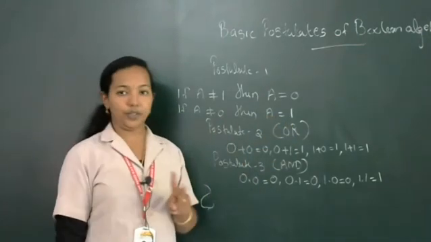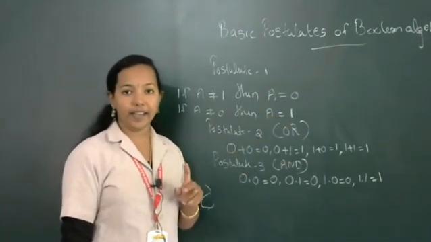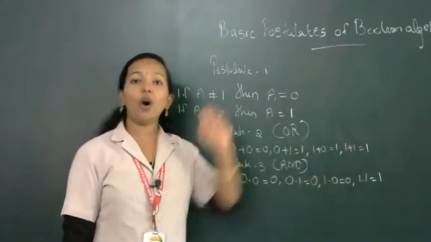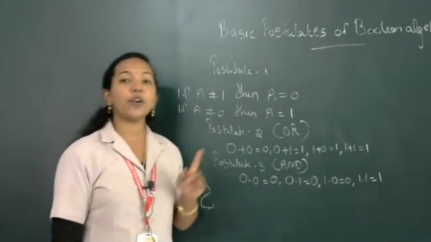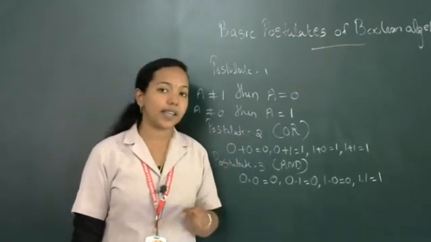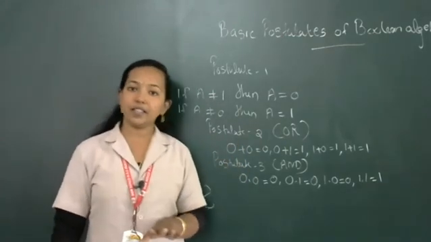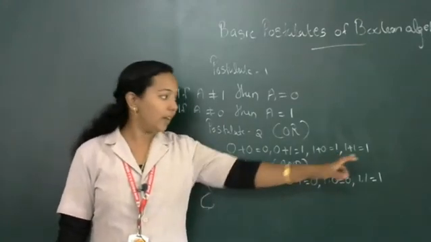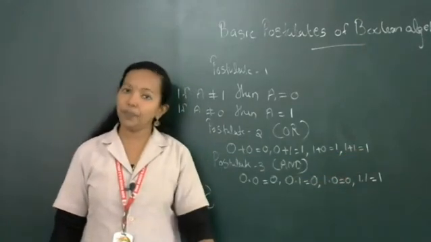Then the second postulate relates to the OR gate and all the rules for the OR gate. What is the first rule? 0 plus 0 is equal to 0. Then 0 plus 1 is equal to 1. 1 plus 0 is equal to 1. Then 1 plus 1 is equal to 1.